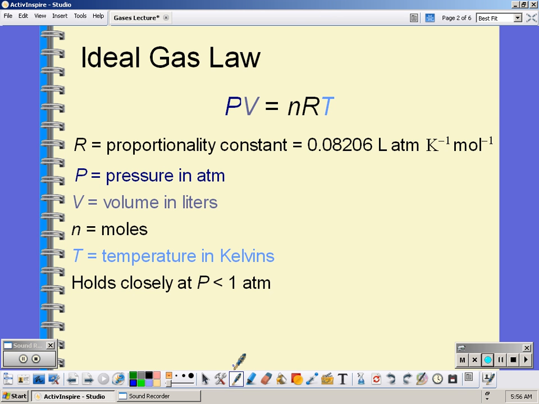The ideal gas law only holds true when the pressure is less than 1 atm.